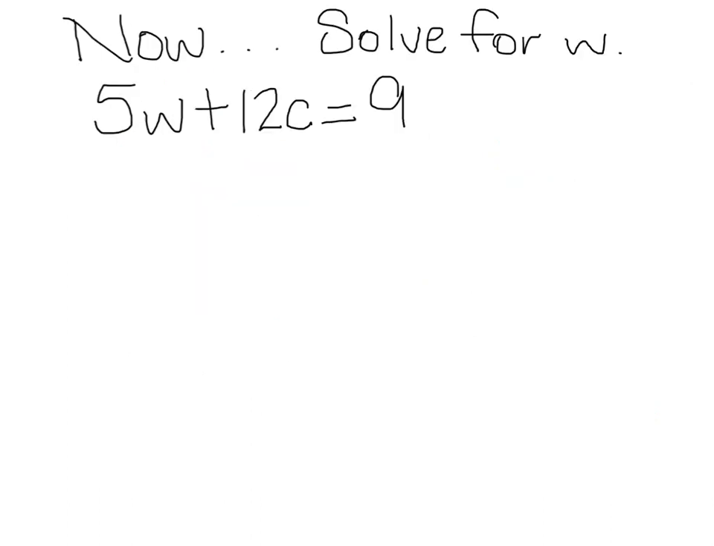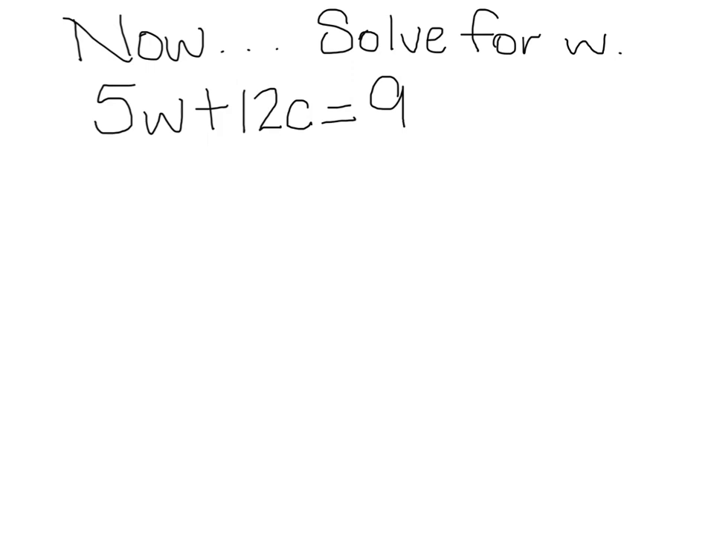Let's change things up just a little. Now I have an equation with two variables, and I want to solve this equation for W. So I will be isolating the W to the left side. Since it's on the left side of the equal sign, I want to isolate that so it'll be all by itself. Well, the first step, I need what's on the side with the 5W to move.